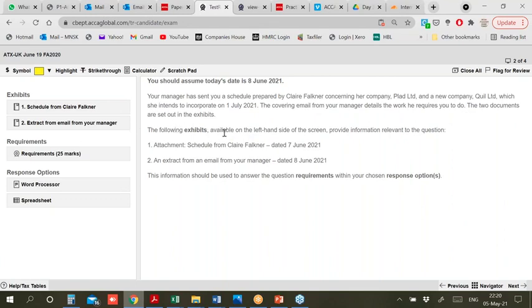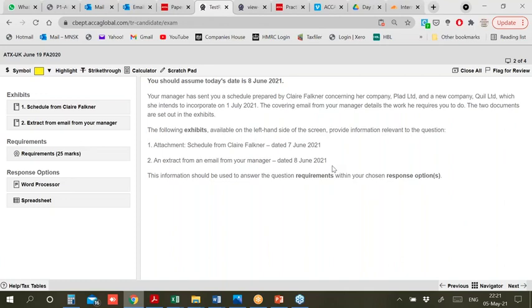The following exhibits available on the left hand side of the screen provide the information relevant to the question. Okay, an attachment schedule from Claire Faulkner dated 7 June 2021 and an extract of an email from my manager dated 8 June 2021. Obviously, in the detailed email of my manager, there'll be the breakup of the requirements. The information should be used to answer the question requirements within your chosen response options.